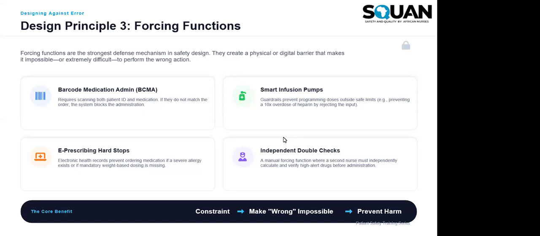So they create a physical or digital barrier that makes it impossible. So for you to say, oh, imagine doing documentation audit every time you go and tell people, oh, your documentation is not complete, your documentation is not complete, wasting everybody's time in doing audits, when you can set the system to not save, as in for the clinician to not save unless everything is complete, right? That's why we say it's one of the strongest defense mechanisms.